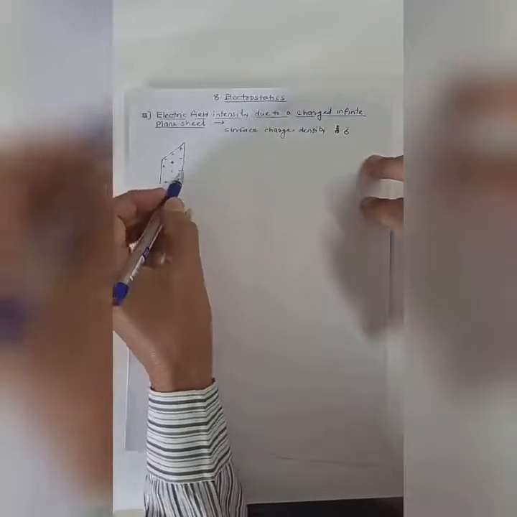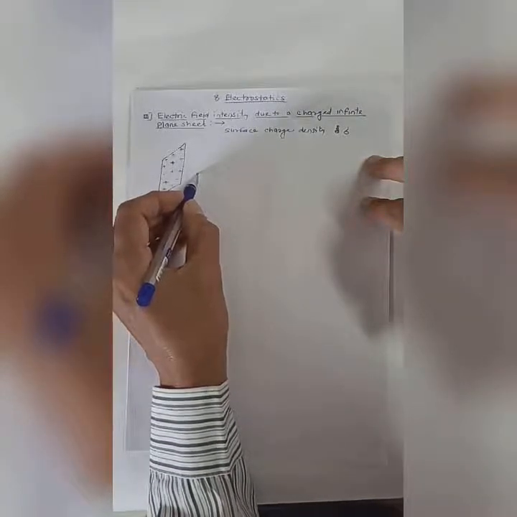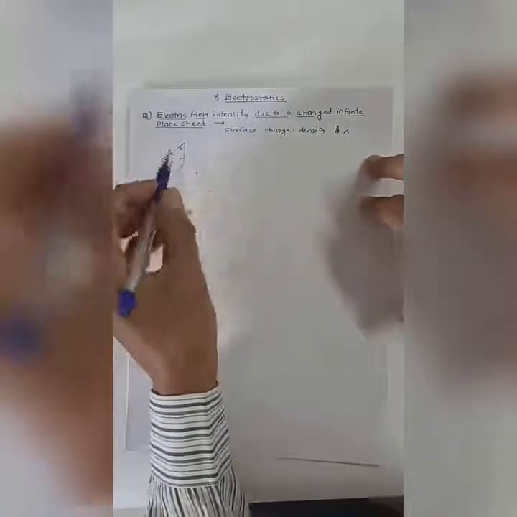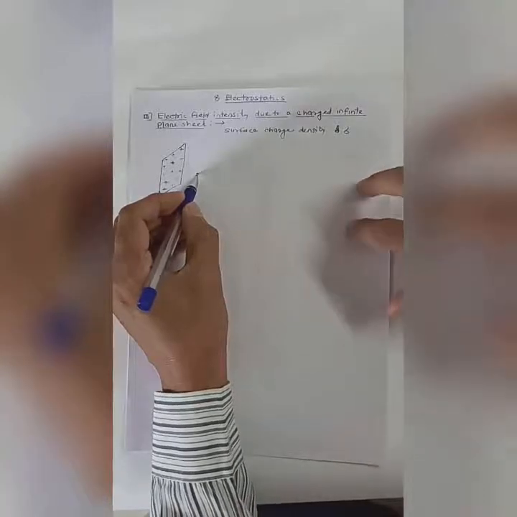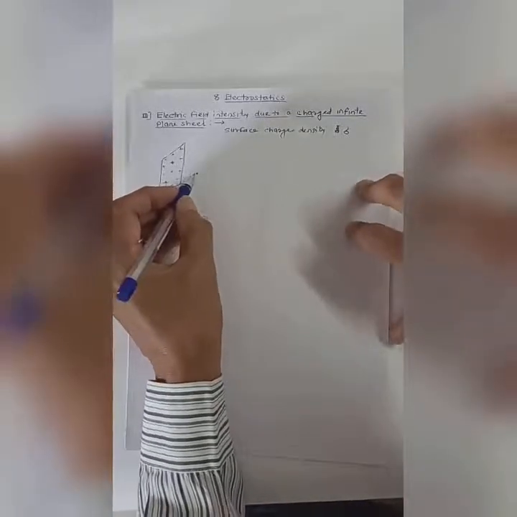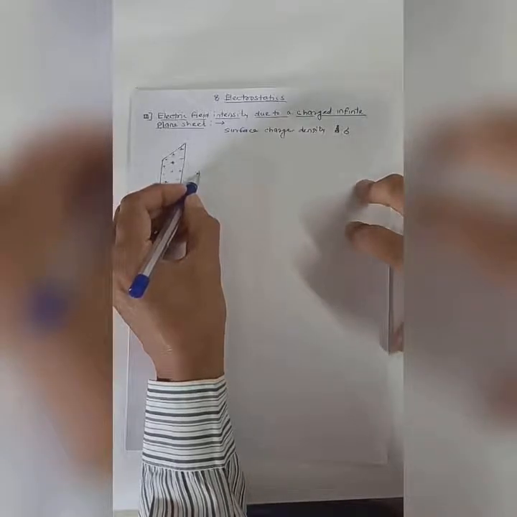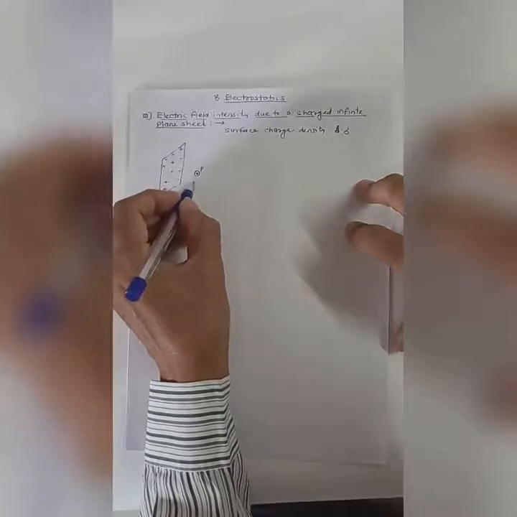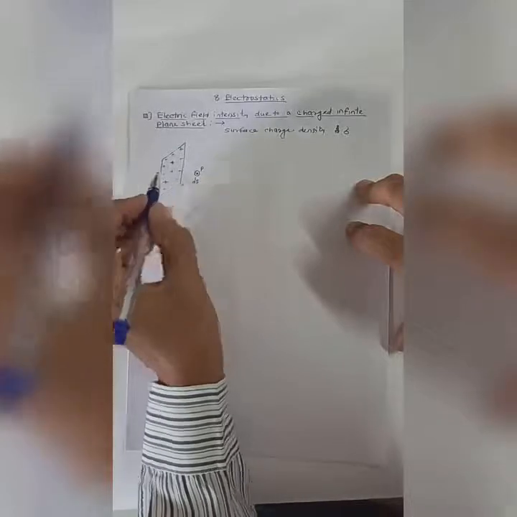Now let P be any point where the electric field intensity is to be measured. So draw a closed surface area ds around the point P. This is the point P and ds is the closed surface area.